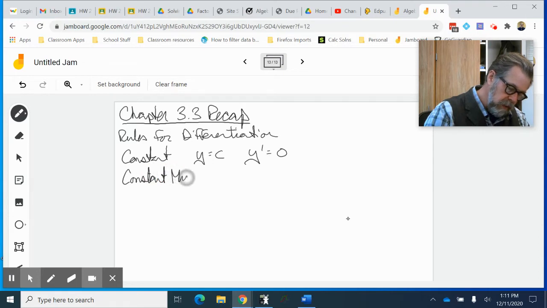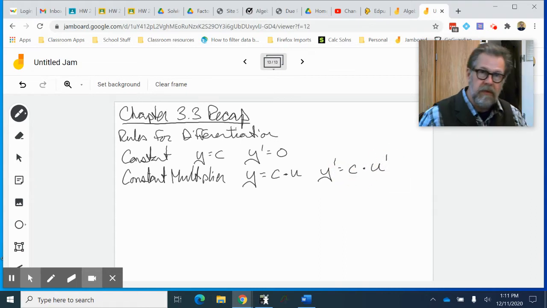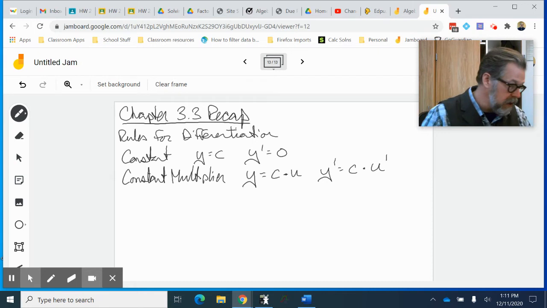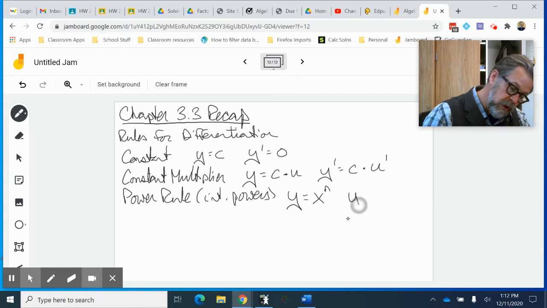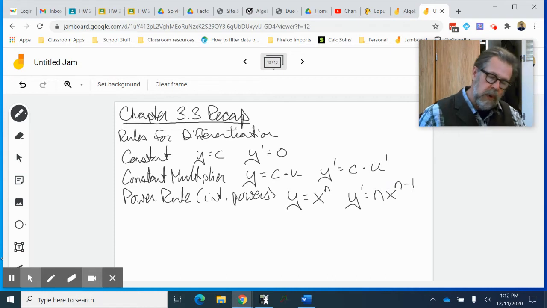There is the constant multiplier rule. The constant multiplier rule says that if a function is equal to a constant times another function, the derivative of that function is the constant times the derivative of the other function. You can just pull constants right out front. There is the power rule for integer powers. And it says that if the function is x raised to the power of some integer, the derivative will be that integer times x raised to the 1 less power, n minus 1.